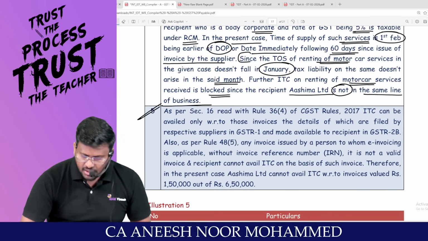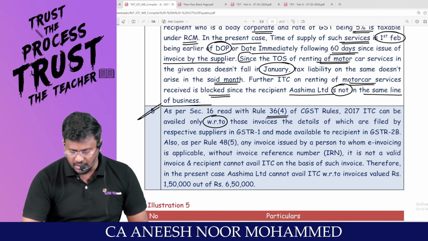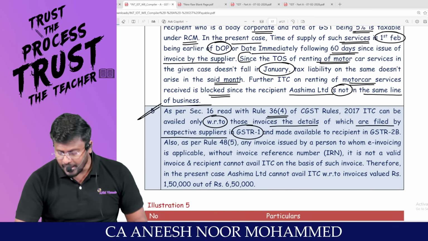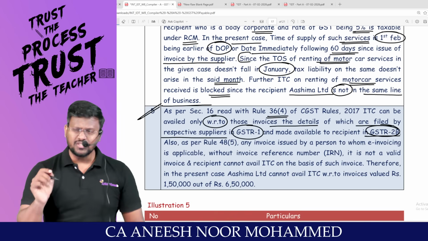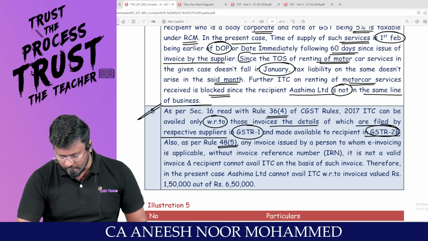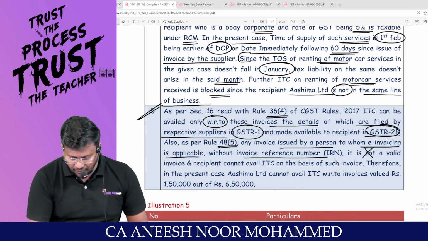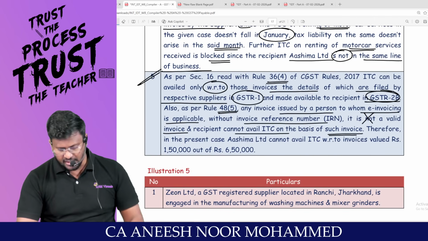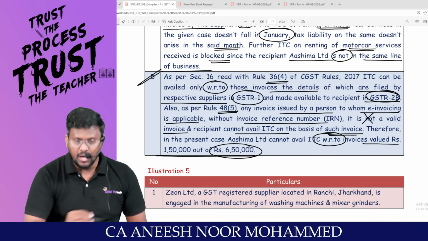As per section 16, read with rule 36 sub rule 4 of the CGST rules, ITC can be availed only with reference to those invoices, the details of which are filed by the respective supplier in GSTR 1 and made available in GSTR 2B. That means the supplier should furnish their GSTR 1 and those invoices should be reflected in GSTR 2B. As per rule 48 sub rule 5, any invoice issued by a person to whom e-invoice is applicable without IRN is not a valid invoice and the recipient cannot avail ITC on the basis of it. Therefore, in the present case, Ashima Limited cannot avail ITC with respect to the invoice valued rupees 1,50,000 out of 6,50,000.